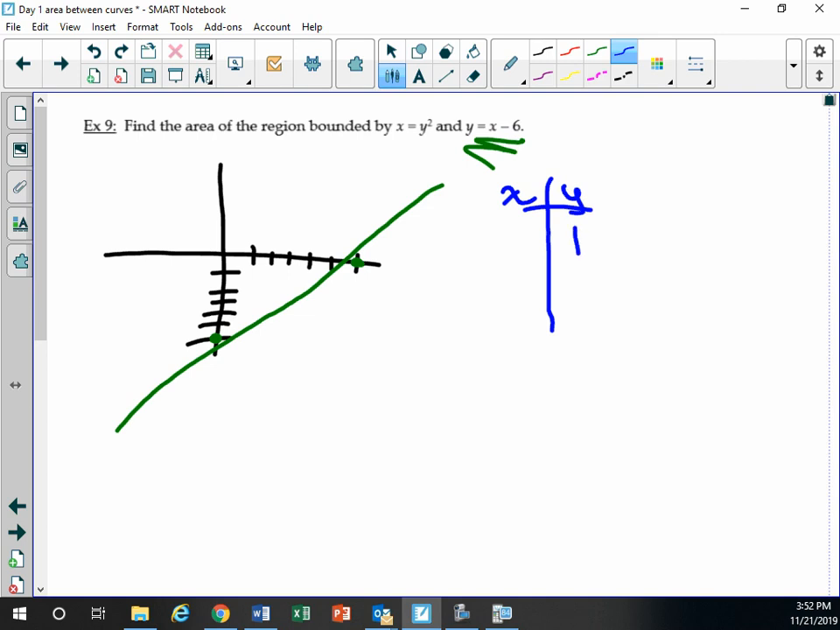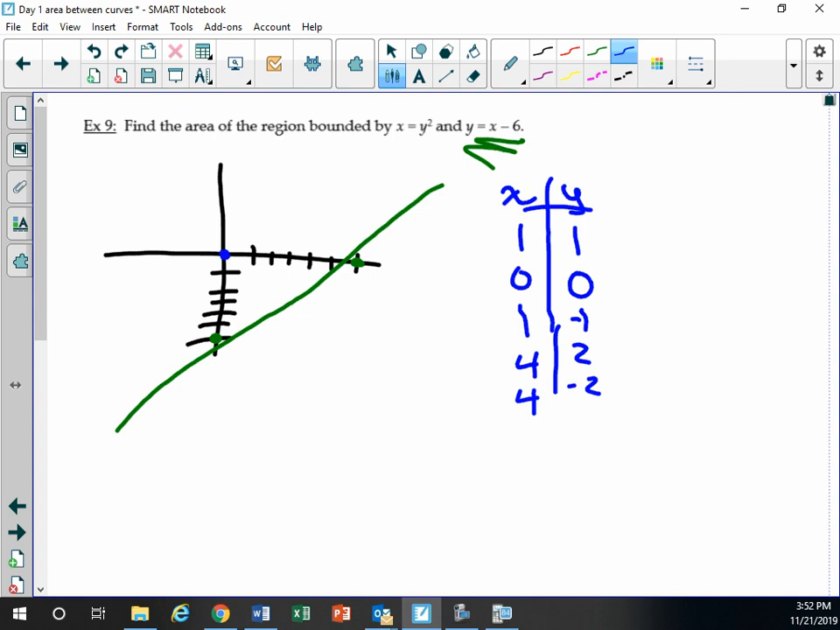If I stick in 1, 1 squared is 1, I get out 1. If I stick in 0, I get out 0. If I stick in negative 1, negative 1 squared is also 1, so I'm going to get 1. If I stick in 2, 2 squared is 4, so that had to be 4. If I stick in negative 2, squared is also 4. Notice that I stuck in the y values, not the x values. It makes it a little bit easier.